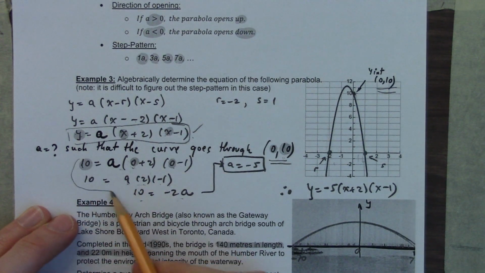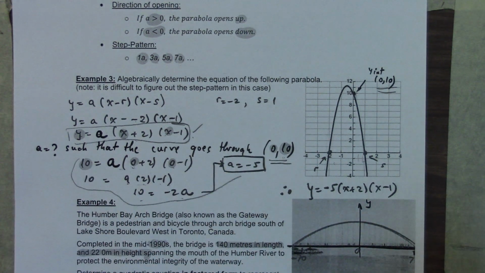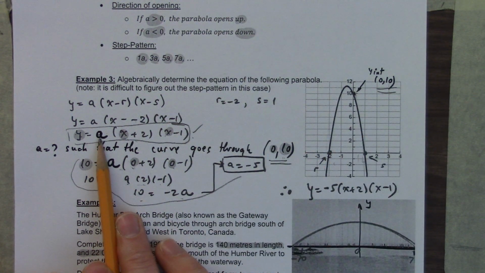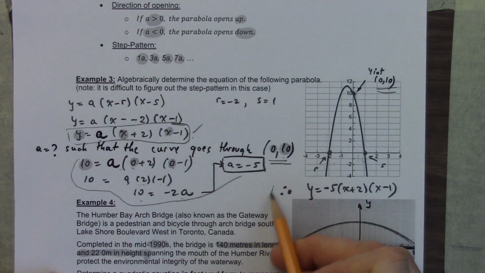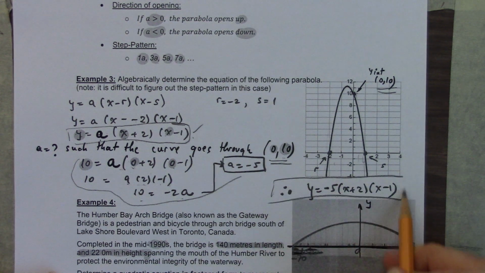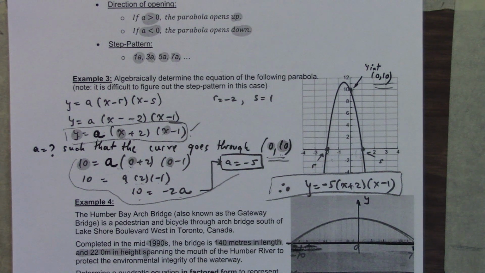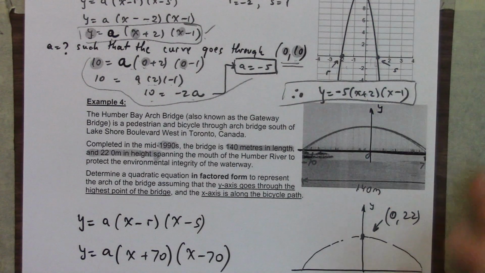Any questions on any of this math? All right. Good. We now have our A value. We have our factored form. So we have our formula here. Any questions? Last one, example 4.